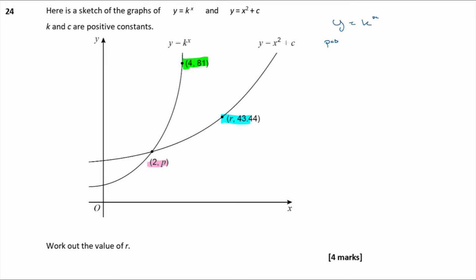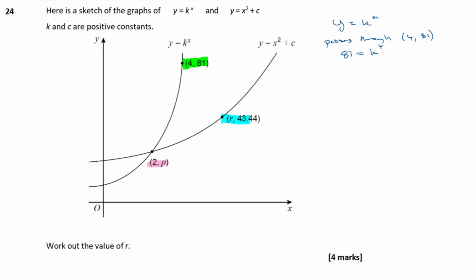So we know it passes through (4, 81). So we could take those two values, sub them in, and then hopefully we'll know what k is after that, because k will be the only thing that we don't know. So subbing in 81 for y, and we sub in 4 for x. So 81 equals k to the power of 4.